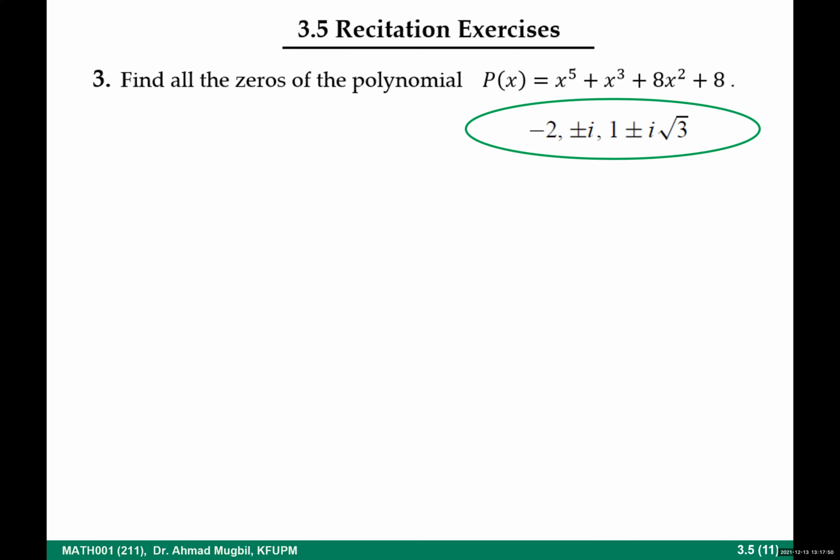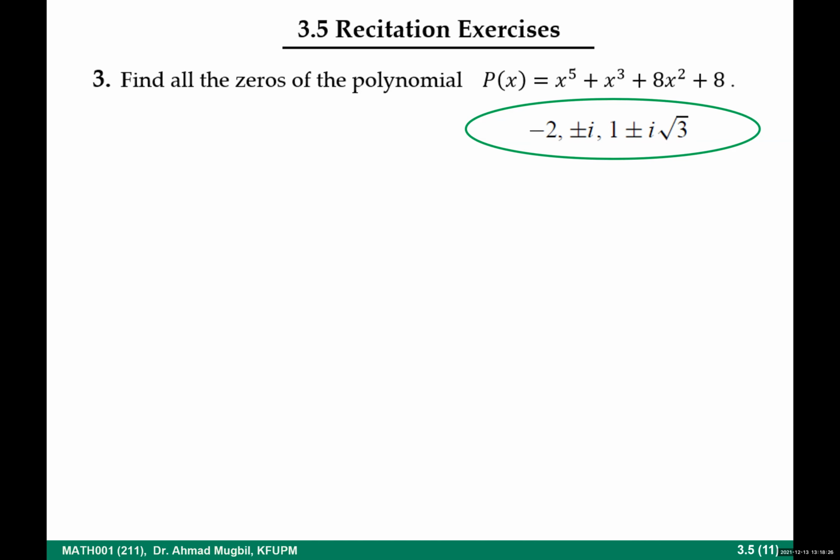I noticed that some of you tried to use the rational zeros theorem. You will get negative 2, but you will be left with a polynomial of degree 4. You'll not be able to factor it. I didn't try the synthetic division here, but no need to use the techniques of chapter 3. When you are able to use the techniques of which chapter? Of chapter 3.